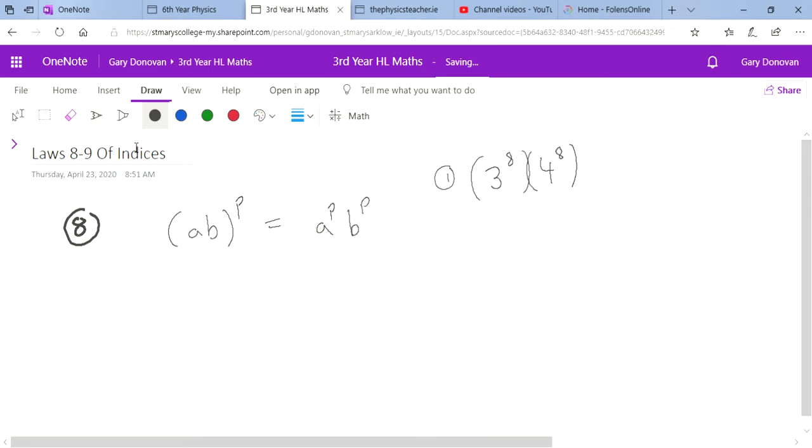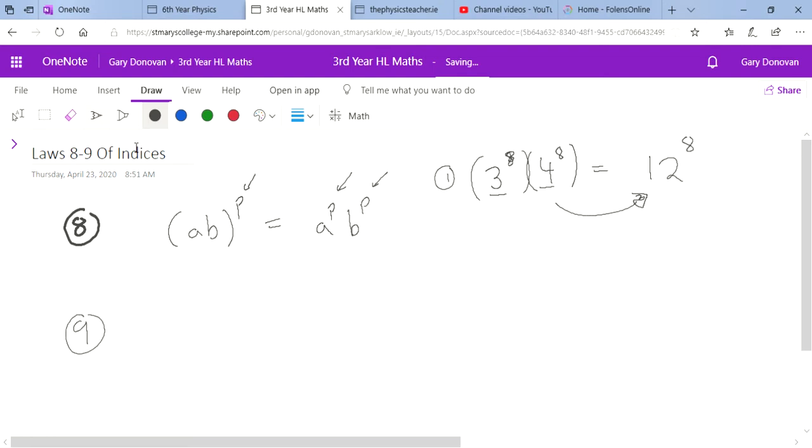Now because they both have the same power, and it only works if they both have the same power, so if they both are to the power of the same number, like p in this case, what we can do is we can multiply the 3 and the 4 to give us 12 to the power of 8. So it's just a simpler way of writing that expression.